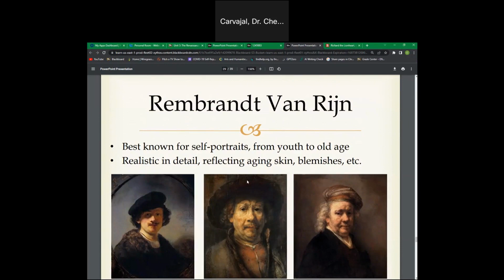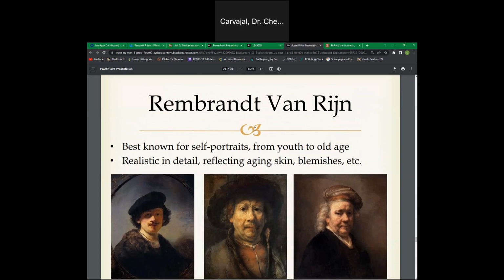Rembrandt is maybe not really Baroque. He's moving us into the realistic era, if not even moving beyond, and giving us some insight into what will eventually become the Impressionists because of the way he paints.